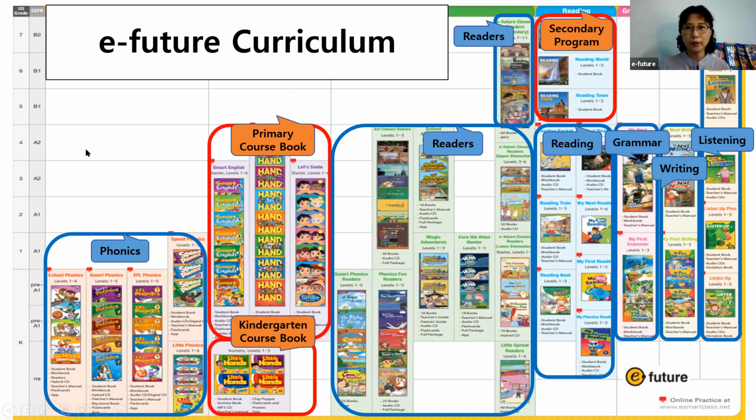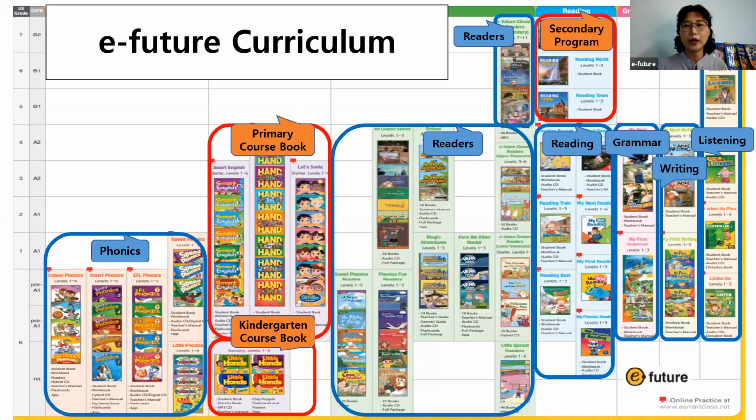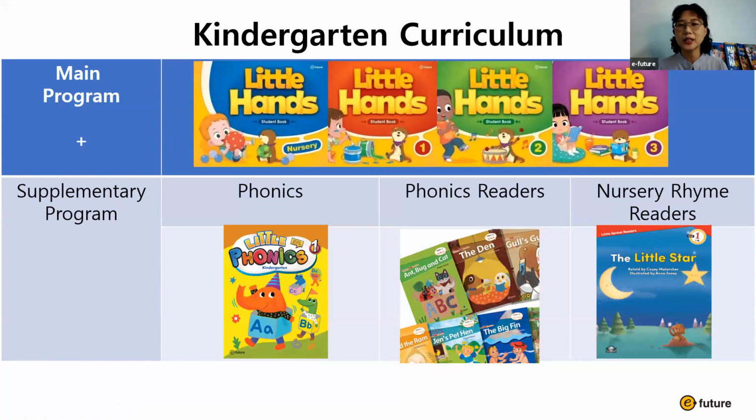This is a very good chart because you can see all our programs here. You can find this chart on our website. If you go to the eFuture website, here's the website address, you can find the PDF catalog, and you can also see the curriculum chart. The good thing about this curriculum chart is that you can see the levels, and then you can go across the chart to see the same levels, which books are available for this level.